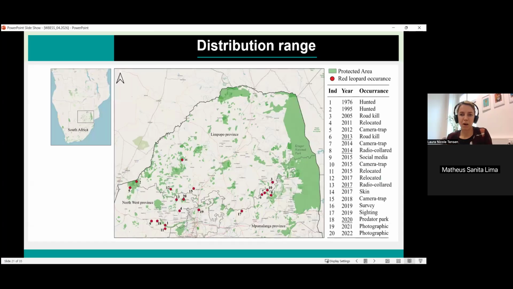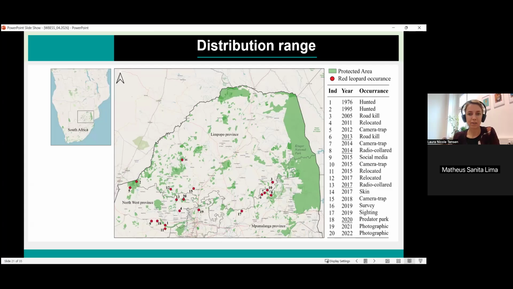Again, a bit of background on where the red, or strawberry, leopard, as some people call it, occurs. This is a map of all individuals that we spotted before 2022. This study is a bit older already. These are not sightings, they're unique individuals. You can see that the first one was in 1976. It was a hunted individual. And then the next one was spotted 20 years later, and the next one 10 years later.